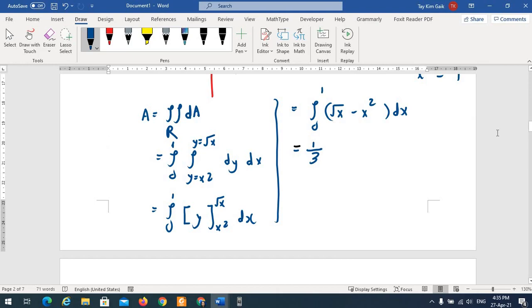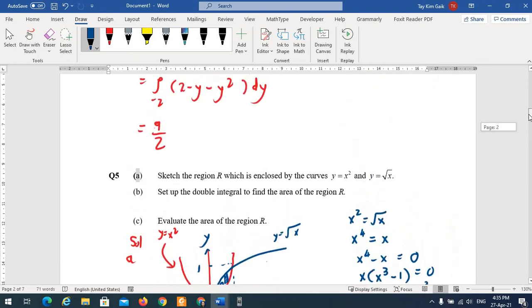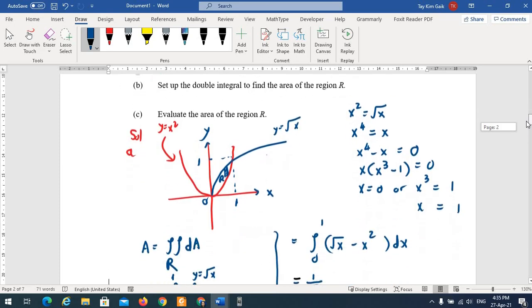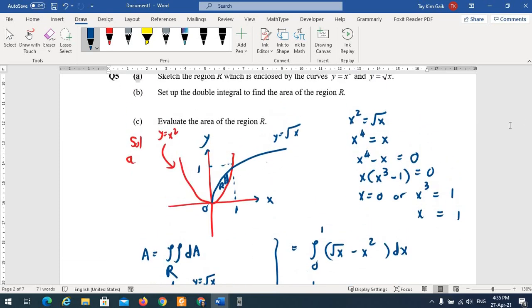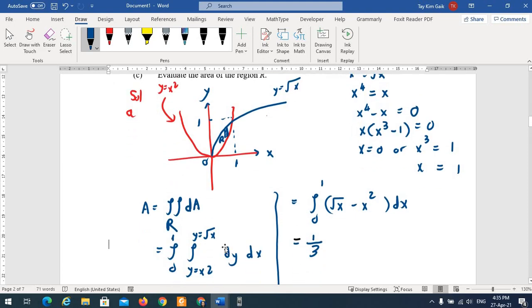This is your question 5. Okay, set up the limit. This is up to part C, the answer is 1/3. So any questions here? Question 5 is a bit tougher because you need to sketch your own graph and determine the intersection point before you set up the limit and evaluate it.